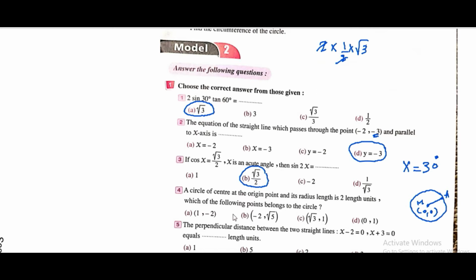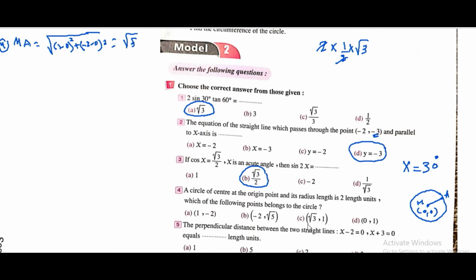We can test the point (1, -2) from (0, 0). The radius should be the square root of 4, that is 2. If we test the point (1, -2) to find the distance MA, MA equals the square root of (1 minus 0) all to the power 2 plus (negative 2 minus 0) all to the power 2. The result will be root 5. So this point doesn't belong to the circle, and so on.